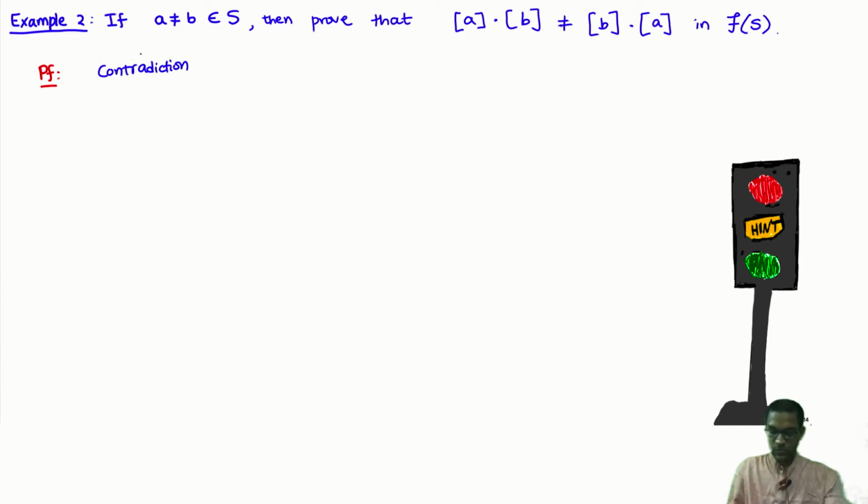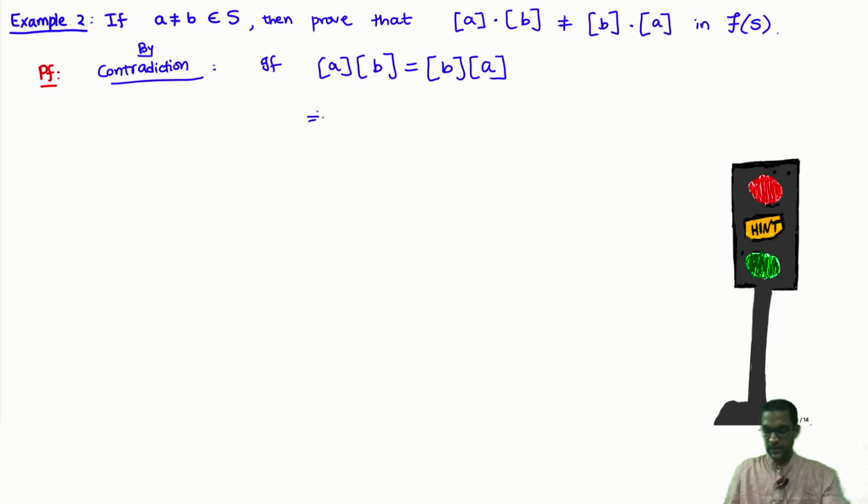So let's do contradiction. Suppose we assume that AB is the same as BA. Then by the same reasoning as before, the left hand side is the equivalence class of the word AB, and the right hand side is the equivalence class of the word BA. And if those two equivalence classes are the same, it means AB and BA are equivalent to each other.